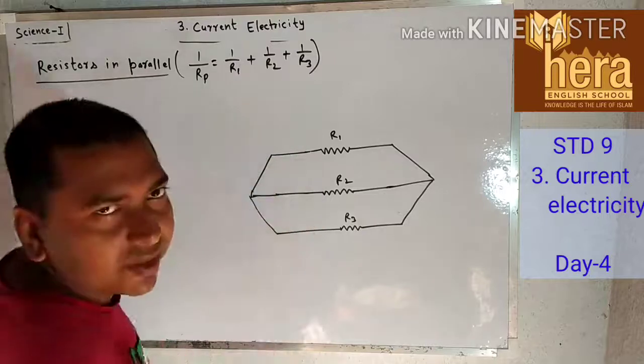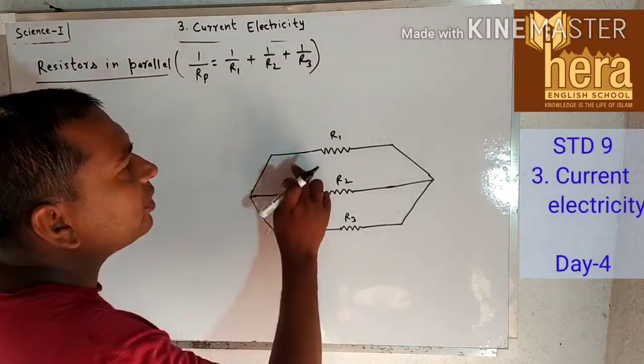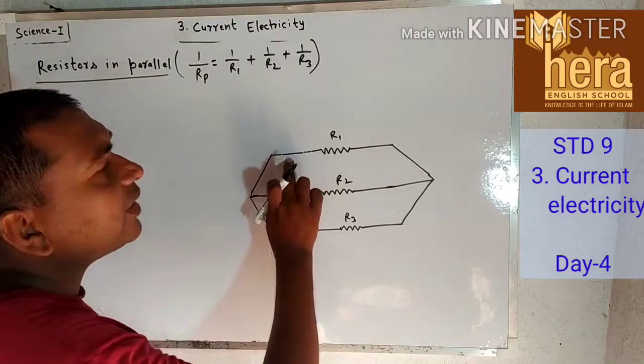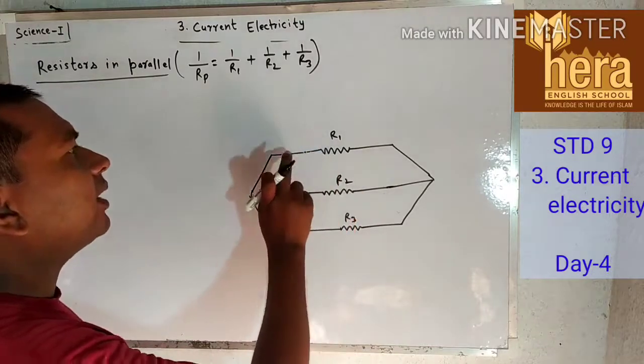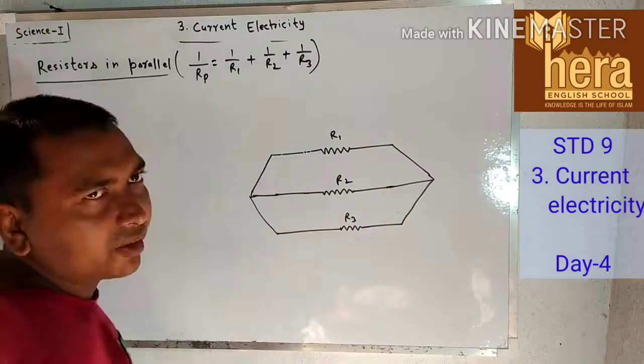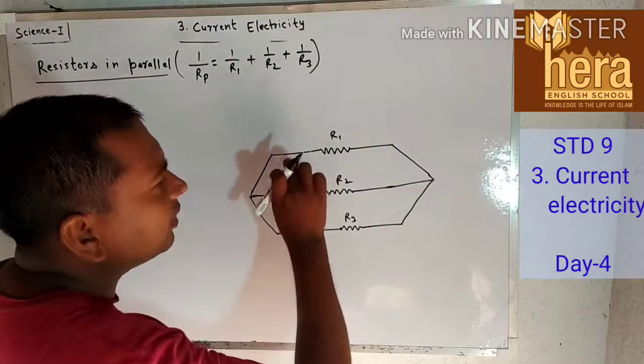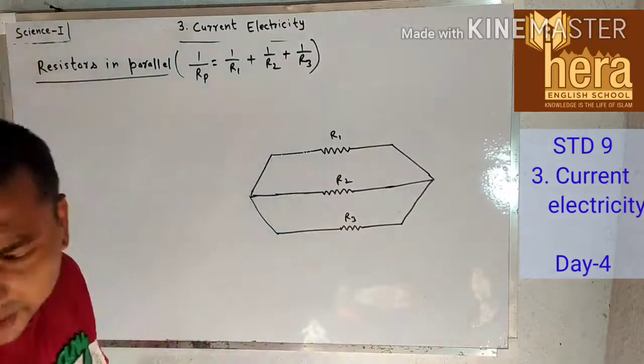So here I will put an ammeter. Ammeter is for what purpose? I will put an ammeter here so that whatever current flows in the resistor R1 will give the value in this ammeter. So I will put an ammeter in this branch. Okay.